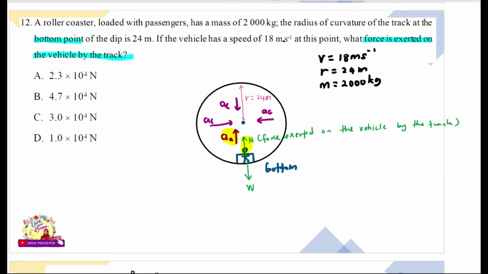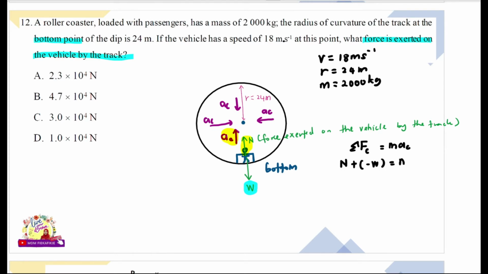So when we write the equation, total force F_C, centripetal force, is equal to m a_C. The only force that provides the centripetal force for this case is the normal force. N, because N has the same direction as a_C. So N will be positive, N plus, and don't forget we have W, which is in the Y component, right? But it is in the opposite direction to a_C. So it must be negative W.